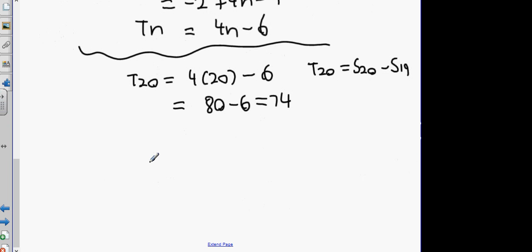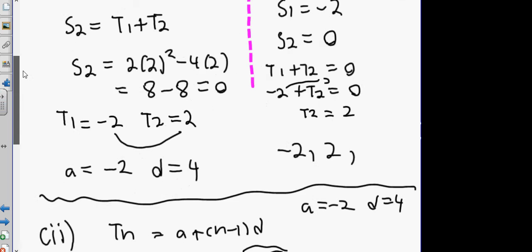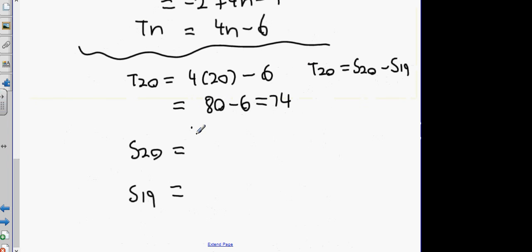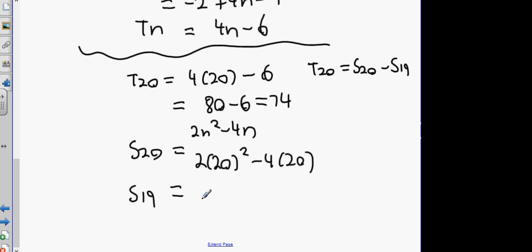So to find out what S20 and S19 are, all you have to do is use your S formula from the start, which is 2n squared minus 4n. Replace all n's with 20, so 2 times 20 squared minus 4 times 20. For the second one, replace everything with 19. Will somebody quickly do that on the calculator? I'll do the second one if you'll do the first one.